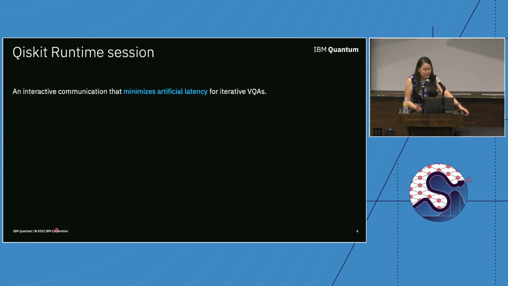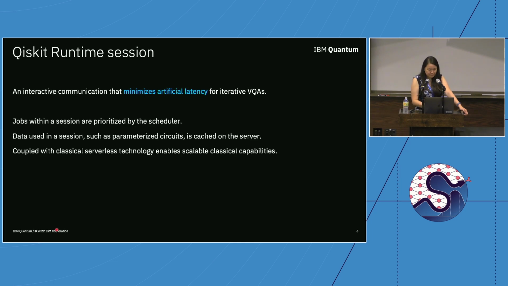The goal of it is to provide an interactive communication that would minimize artificial latencies. It accomplishes that with a number of steps. One is that once your session is open, every time you send your circuits in, those circuits are prioritized by the scheduler, so you don't have to wait in the queue for others to run. Another is that data used within the session, such as these parameterized circuits, is cached on the server. I will also talk a little more about this: transpilation can also happen just once, so you don't have to do transpilation every time.